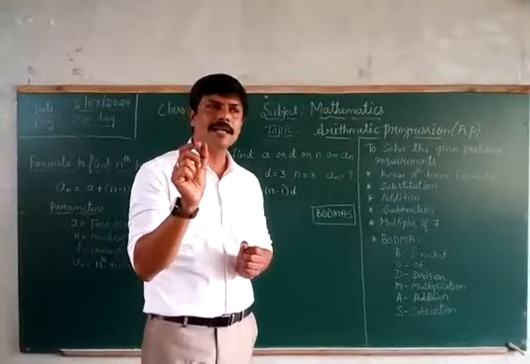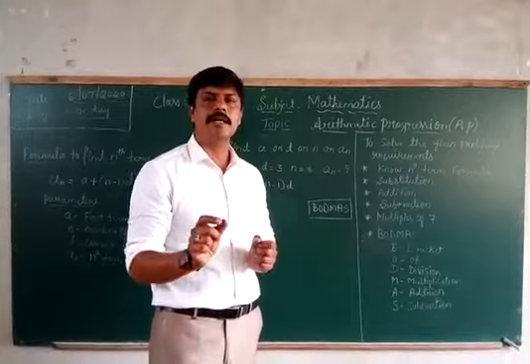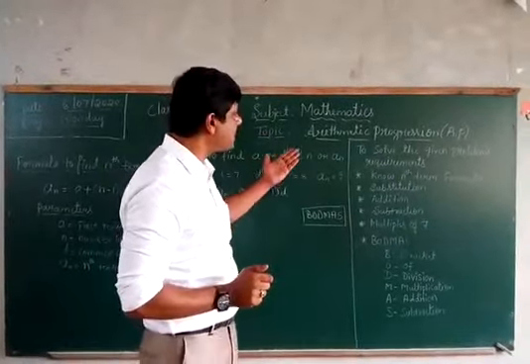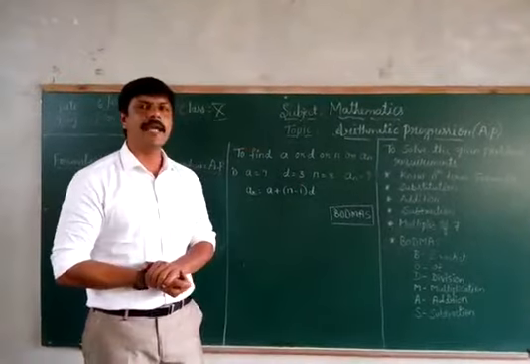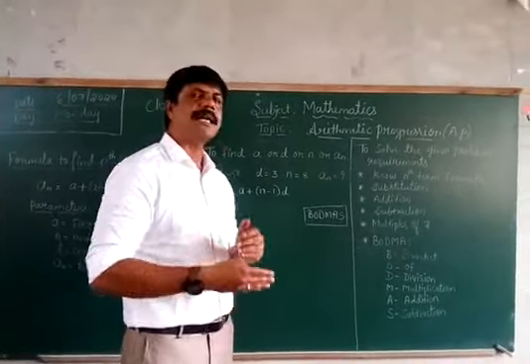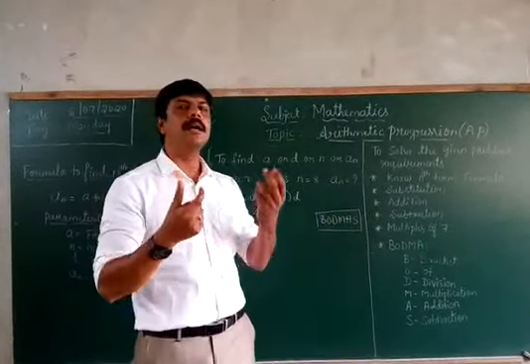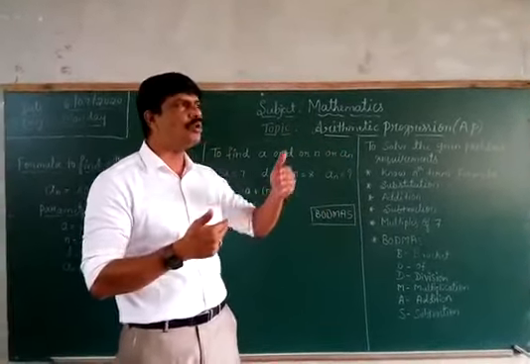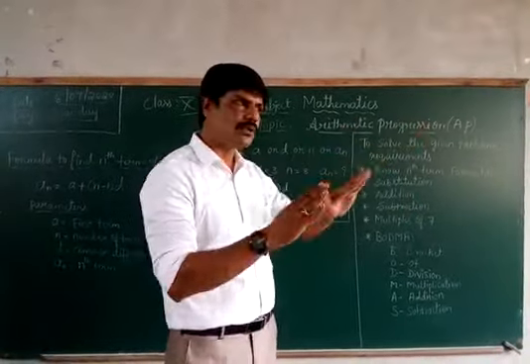By knowing whether they have a common difference between the consecutive numbers. If they have a common difference between the consecutive numbers, then we say that the given set is an arithmetic progression. All those things we have learned. And we have also learned that when A and D, the first term and common difference, are given, how to make a set of numbers which is an arithmetic progression. All those things we have learned.